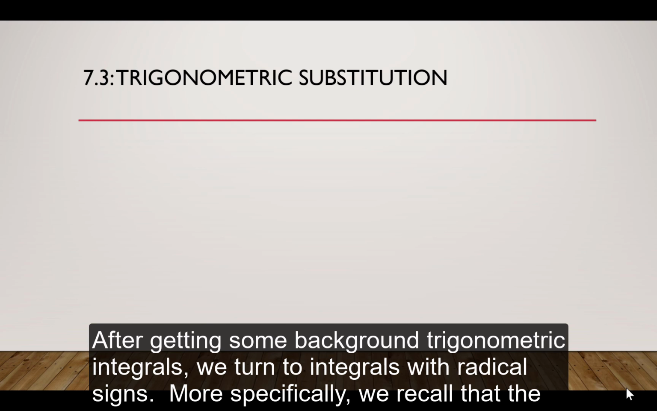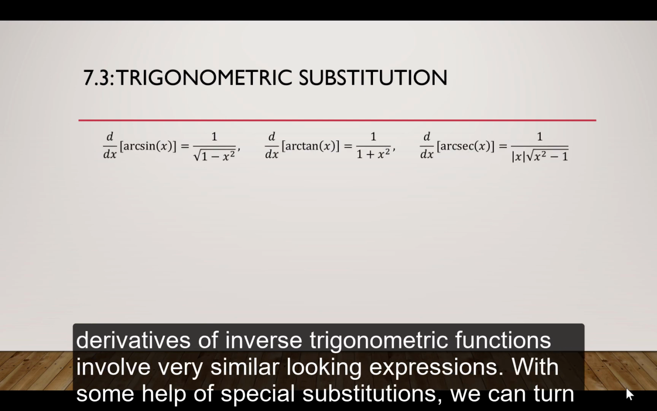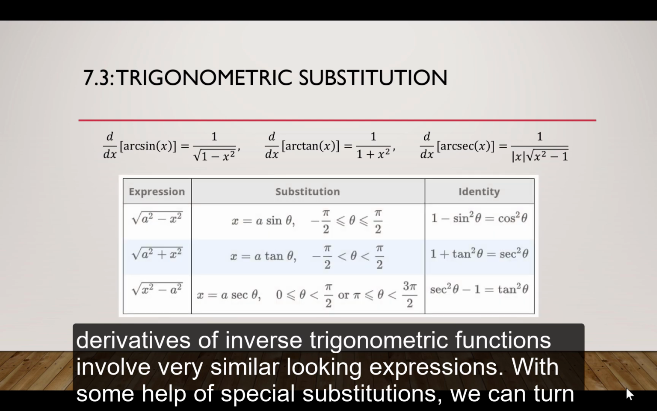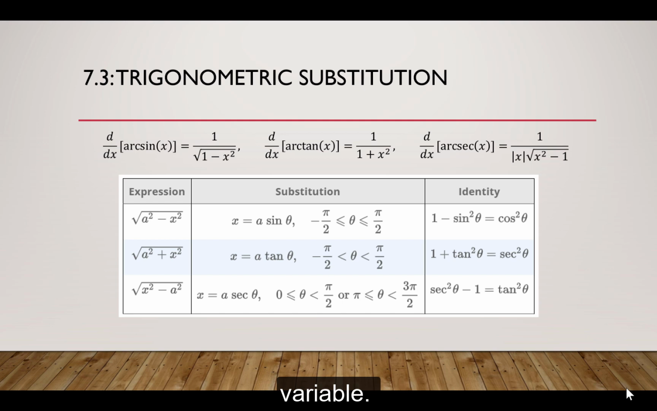After getting some background with trigonometric integrals, we turn to integrals with radical signs. More specifically, we recall that the derivatives of inverse trigonometric functions involve very similar looking expressions. With some help from special substitutions, we can turn these integrals with radicals into integrals with trigonometry. After integrating, we just have to remember to change back to the original variable.